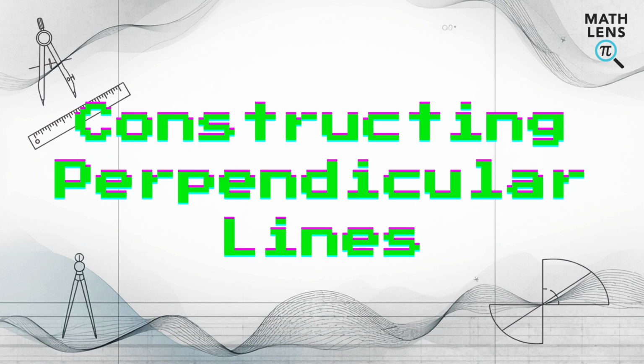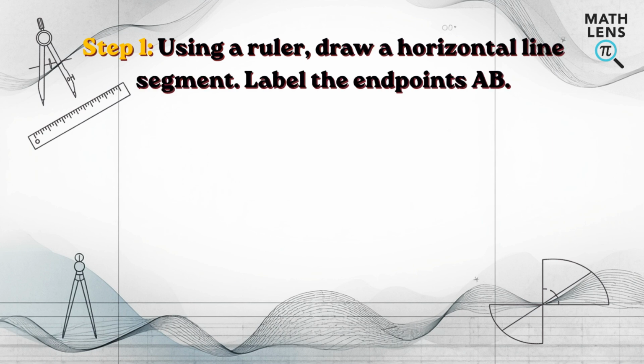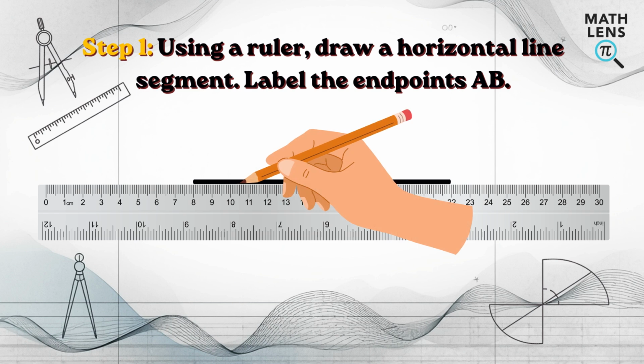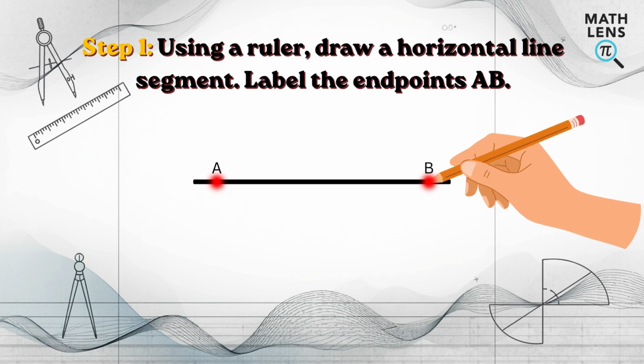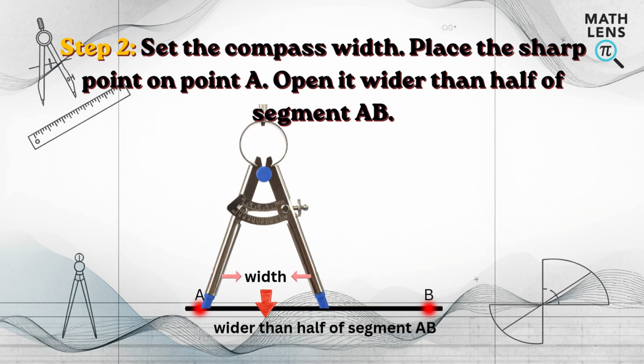How to construct perpendicular lines step by step. Step 1. Begin by drawing a straight horizontal line on your paper. This will be your baseline, and it must be perfectly horizontal. Once you have your line, label the endpoints as A and B. Step 2. Set the compass width. Make sure it's wider than half the length of segment AB. Place the sharp point of the compass firmly on point A. This will be your anchor point. By doing this, we're preparing to draw arcs that will help us find the midpoint of segment AB in the next step.